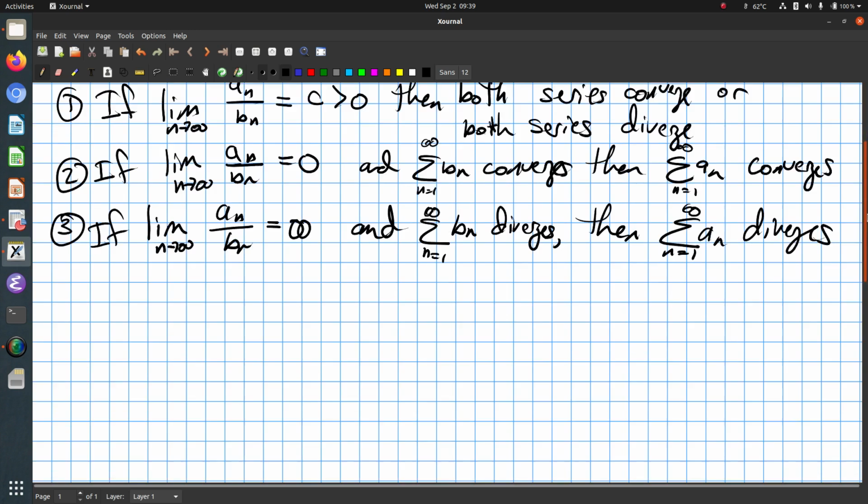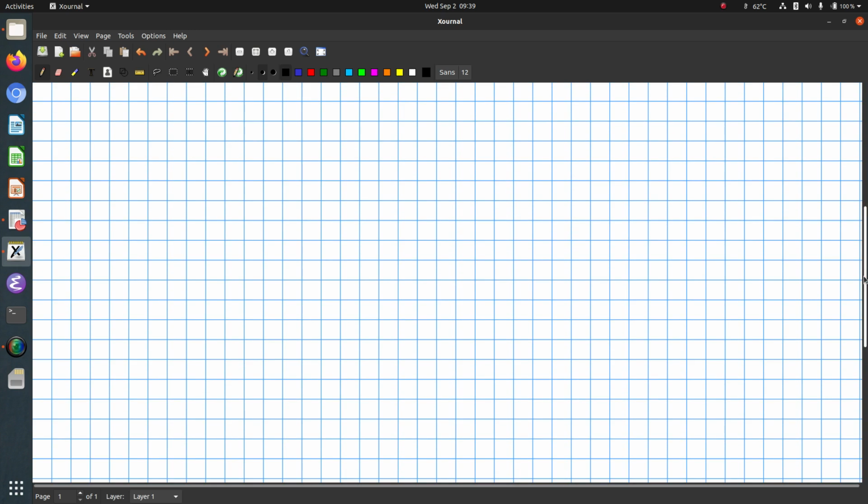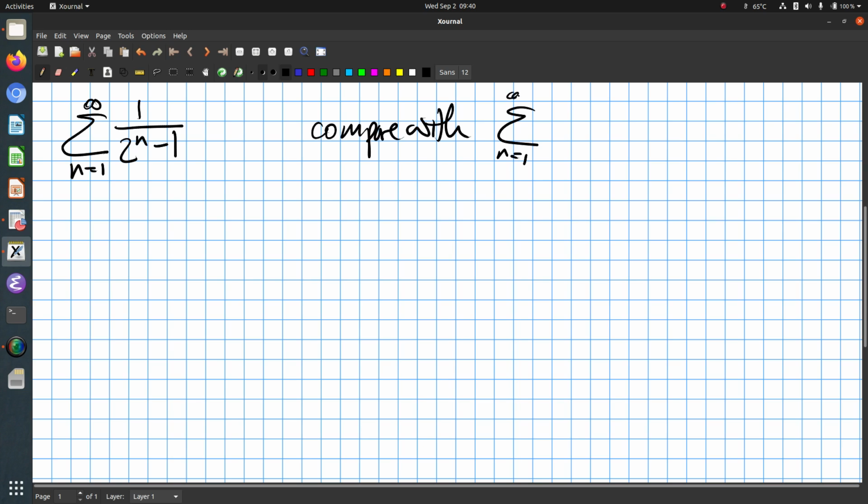Let me give you just one example. You can cook up others as you might like. And the reason why this example is kind of handy is because you might want to compare this, do this with a regular comparison test. Let's compare this with a series we know. Just looking at it, it looks like this series probably converges because that denominator gets really big really quickly.